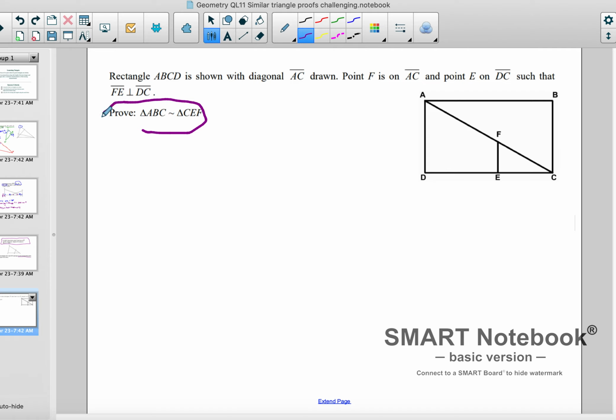You've got to prove ABC, this guy, is congruent to CEF, that little guy. And I'm going to give you a little hint here. You're first going to have to prove that these are similar to each other. And then you're going to have to use your knowledge of congruent triangles and also the fact that this is a rectangle to show this is in fact also similar to that guy. All right, and that's what you got to do for today.